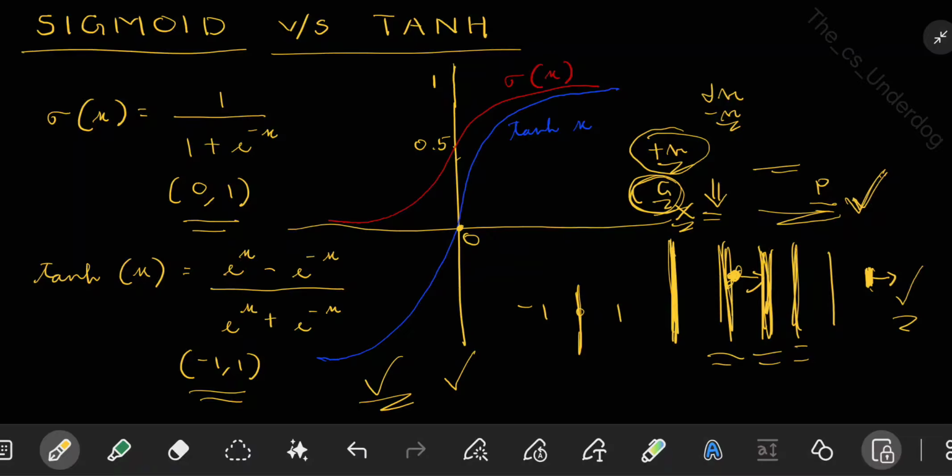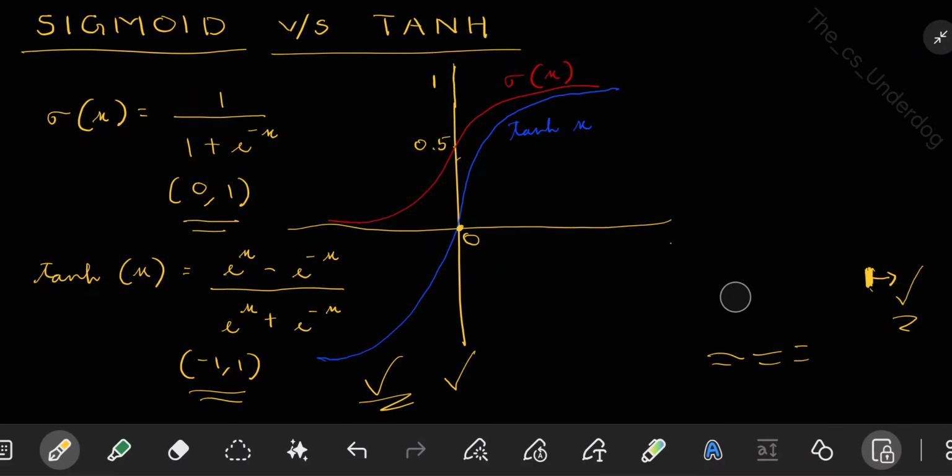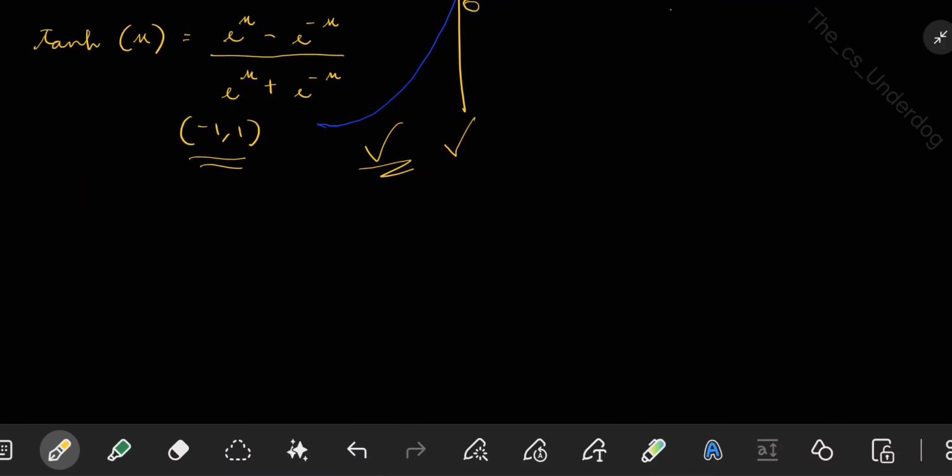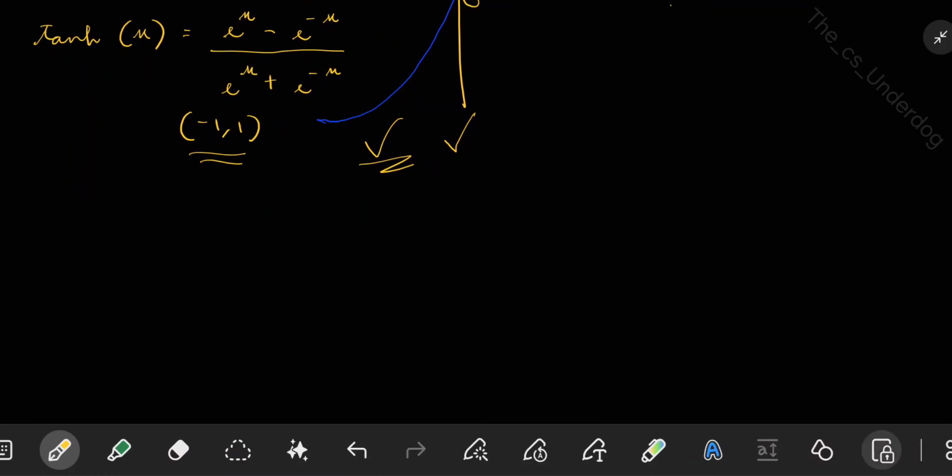Next thing is, can we try to see a relationship between tanh and sigmoid? Is it possible to derive sigmoid from tanh or tanh from sigmoid? So actually both are possible. What we'll do is, we'll take tanh and try to see how you can express in terms of sigmoid. Okay, so this will be an interesting exercise. What we'll do is, first we'll write the formulas here.